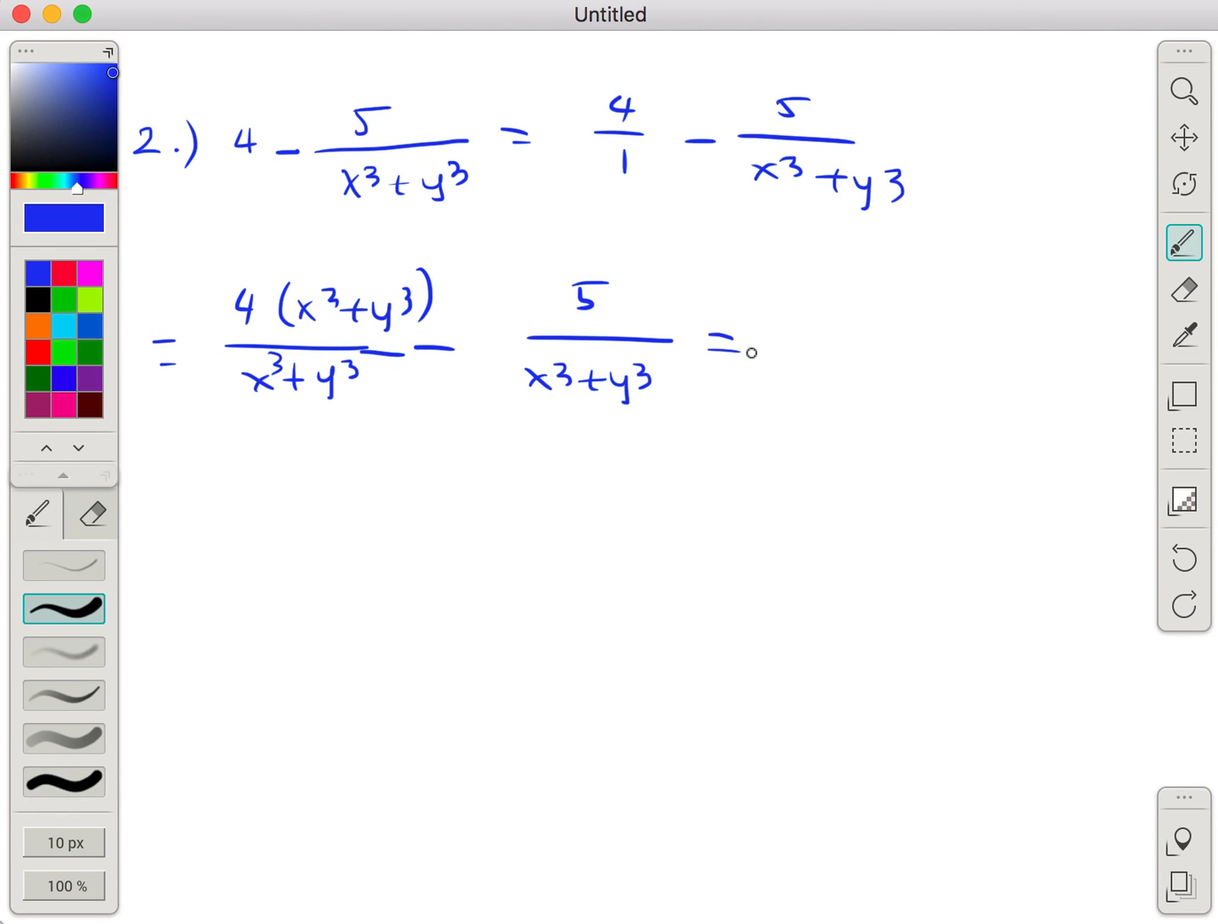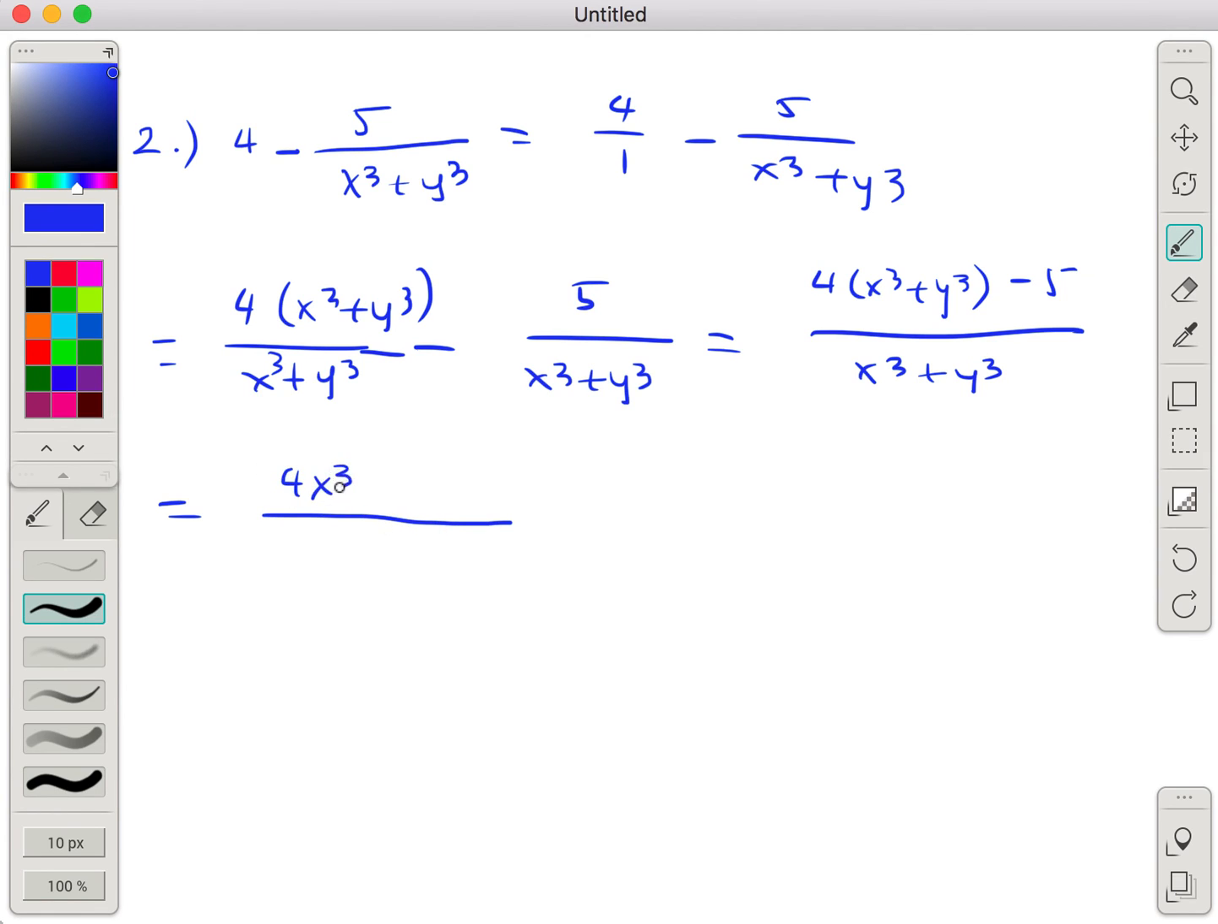After that, gagawin natin is combine na naman natin, same denominator na. So, x cubed plus y cubed, 4 times x cubed plus y cubed minus 5, which is equal to 4x cubed plus 4y cubed minus 5 over x cubed plus y cubed. Okay, so that's it. Ito na yung pinakasagot natin.